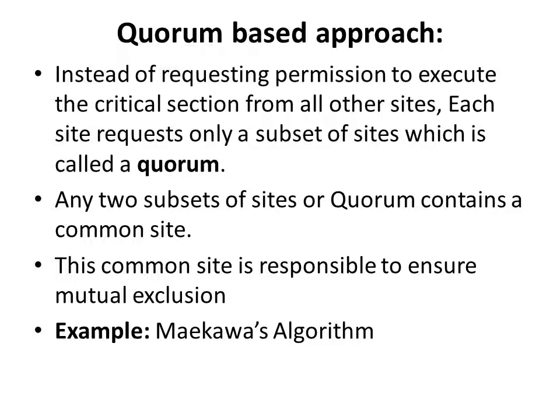Any two subsets of sites or quorums contain a common site. This common site is responsible to ensure the mutual exclusion. So any two subsets of sites or quorums contain a common site, and that common site is responsible for solving the mutual exclusion. Example, Maekawa's algorithm.